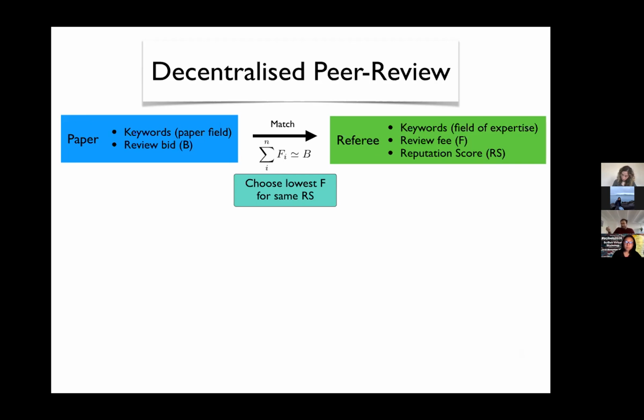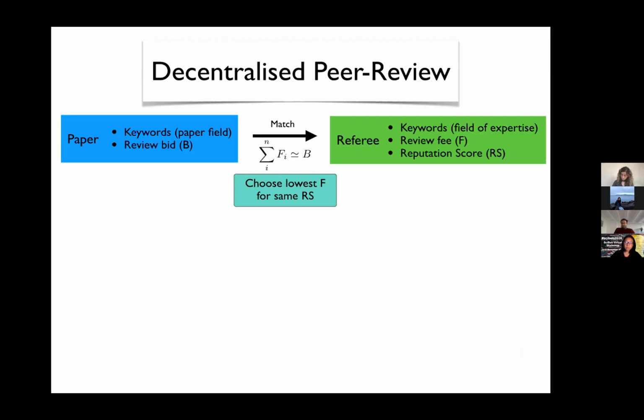Then on the other hand, there are the referees. So referees are characterized by 3 features. Basically, the keywords that indicate their area of expertise. So I'm available to review papers about astrophysics or whatever. Then I have a review fee, which is the fee that I ask for doing the peer review process. And then the third and most important feature is that I have a reputation score as a referee, right?